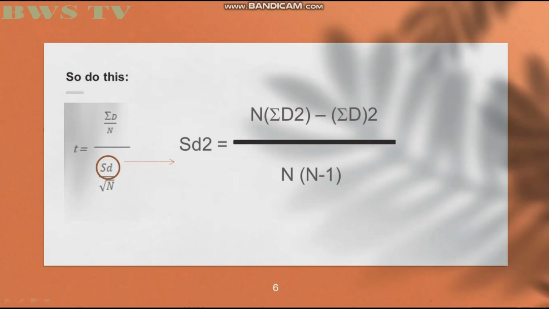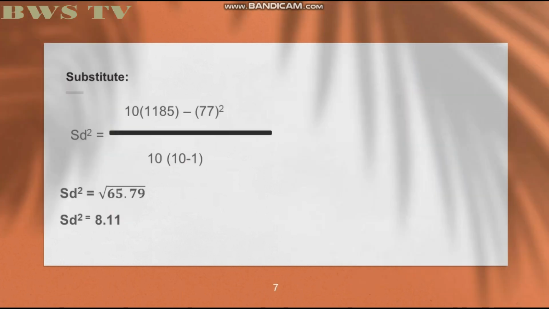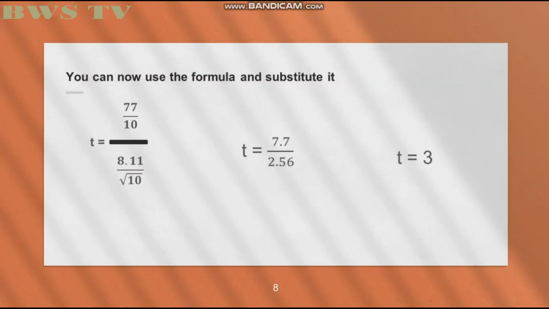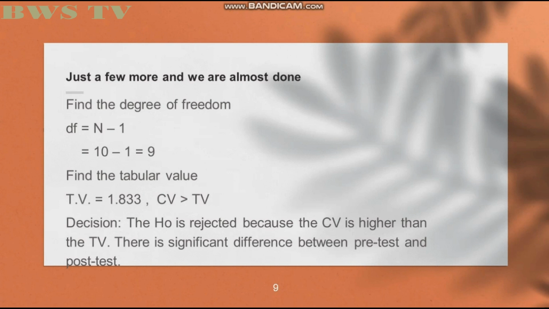So, as you see here, this is the original formula that we're going to use. But we're going to use this for now, which is SD squared equals n times the summation of d squared minus the summation of d, squared, over n times n minus 1. Now you're going to substitute all of it in here and find the square root and find the answer. Now you can use the formula and substitute it. Just a few more and we're almost done.